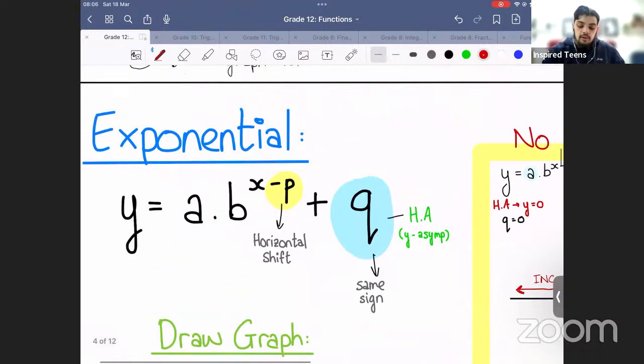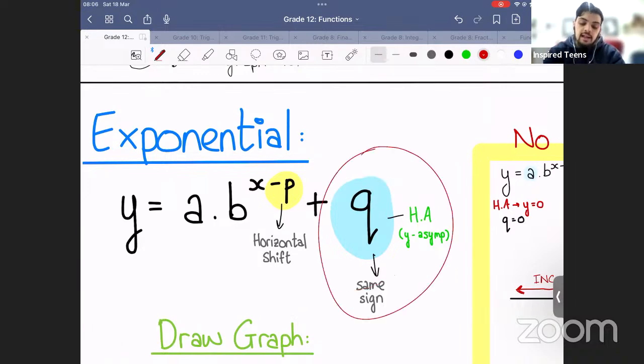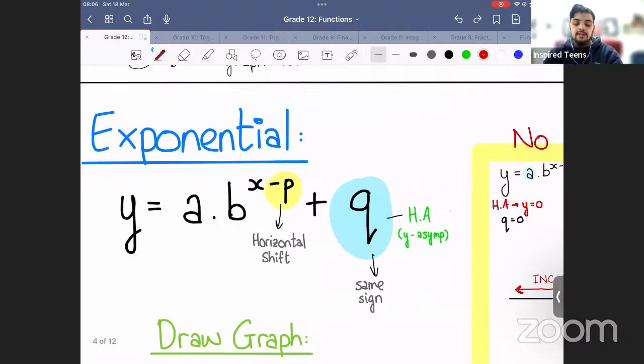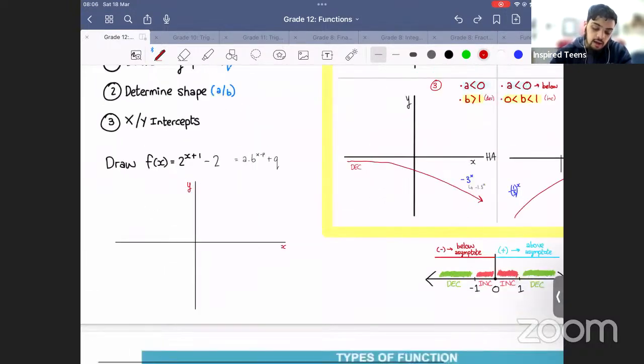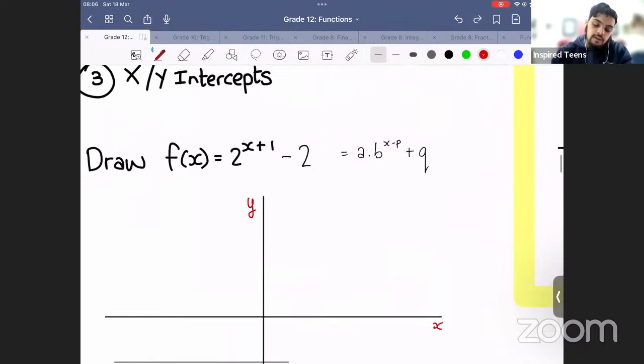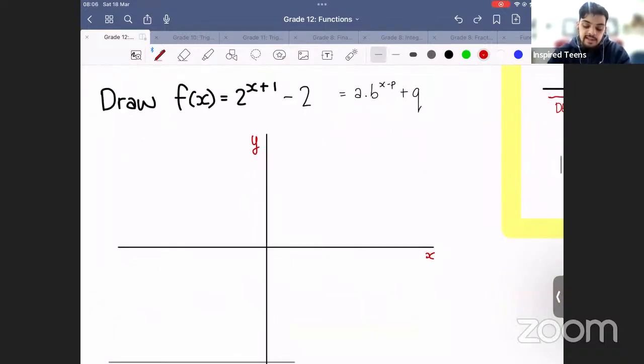If we remember, q is our horizontal asymptote, which keeps the same sign that it has in the formula. Basically, whatever is added or subtracted to your exponential term is going to be referred to as the horizontal asymptote. So in this case, our q is here. It's the term that's added to our exponential term, or in this case, subtracted. So that's our horizontal asymptote. It keeps the same sign.